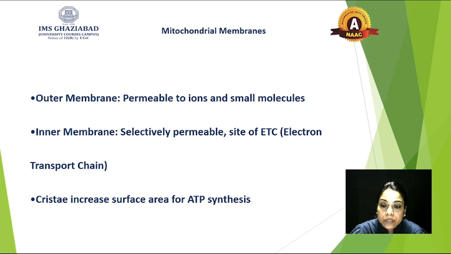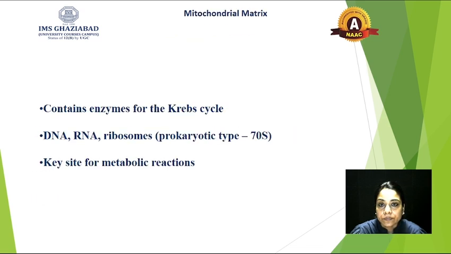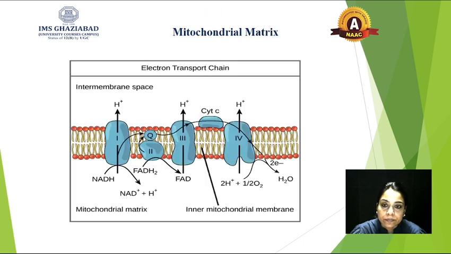Cristae, which are also known as the inner membrane folds, have the main role of increasing the surface area of the mitochondria, and they also act as a site of ETC and ATP synthesis. The mitochondrial matrix that we have already discussed is the fluid present inside the inner membrane of the mitochondria. It also contains enzymes for the Krebs cycle. It also contains DNA, RNA and ribosomes, and it is a main site for the metabolic reactions.